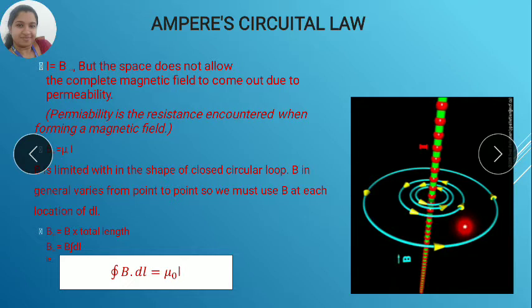So if you consider a small length dl, what is the value of B total? We can represent B total is equal to B into integral dl. B into integral dl is the total magnetic field induced in this closed loop. So closed integral B dl, that is the total magnetic field induced, is equal to mu 0 into I. Mu 0 is the permeability of free space.